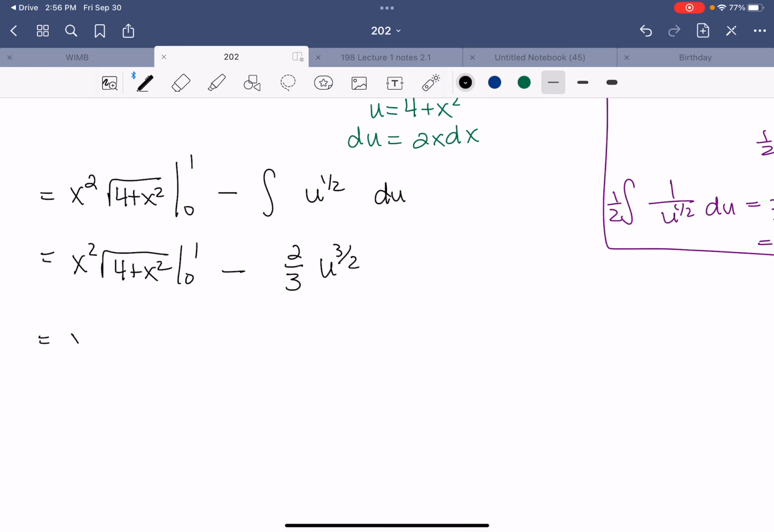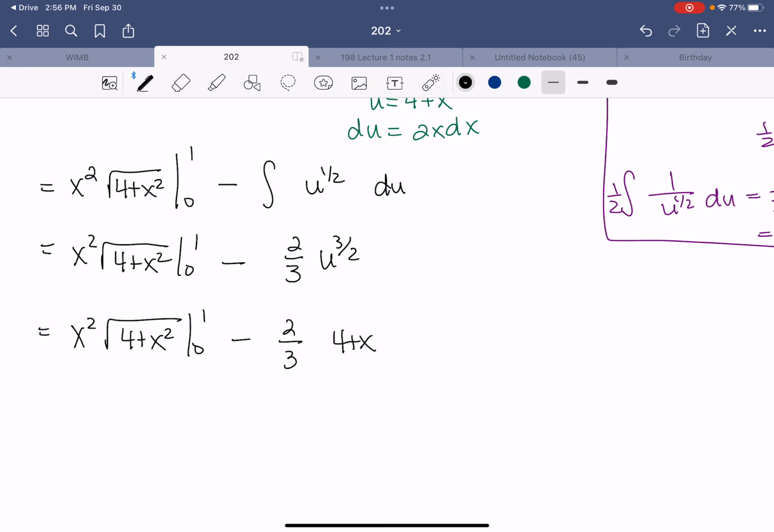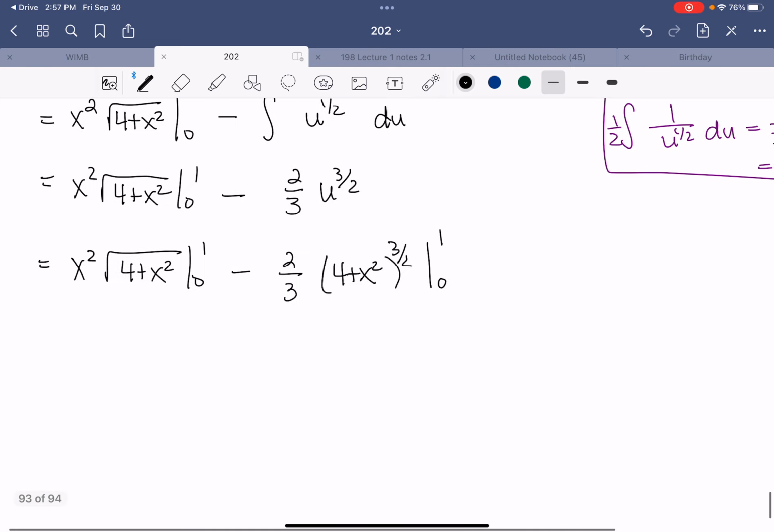I can't evaluate yet because I'm not back to x's. So now I take my 4 plus x squared and plug it back into the 3/2. Now I'm going to be evaluating this, so 3/2 is really the square root to the 3rd power. Actually, let's leave it that way. I don't think we're going to get anything better than that. From 0 to 1. Okay, so don't forget to bring back your boundaries.